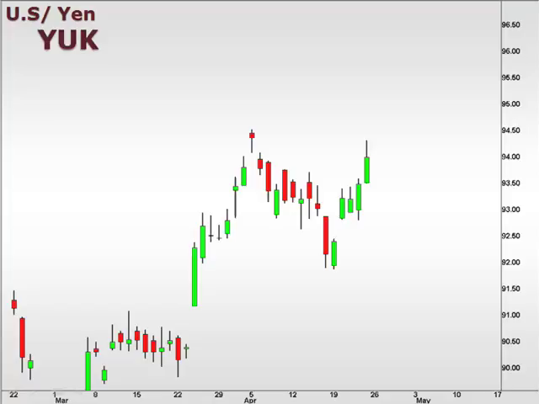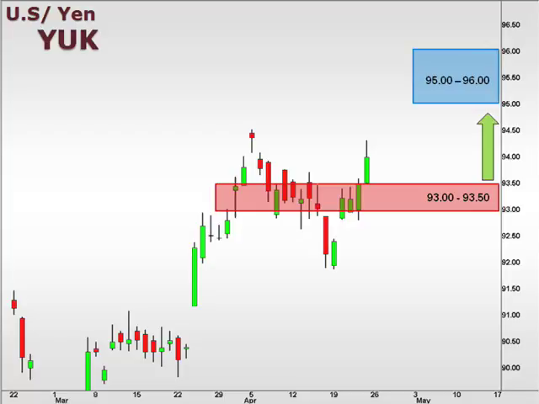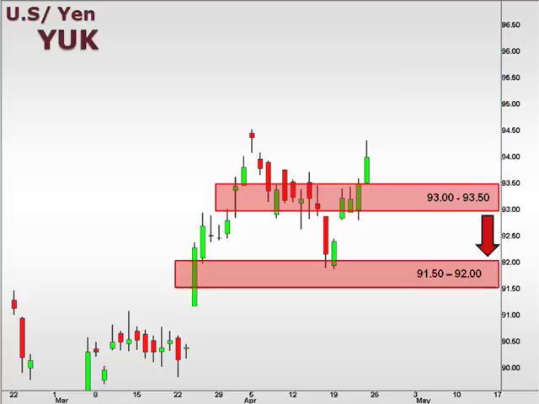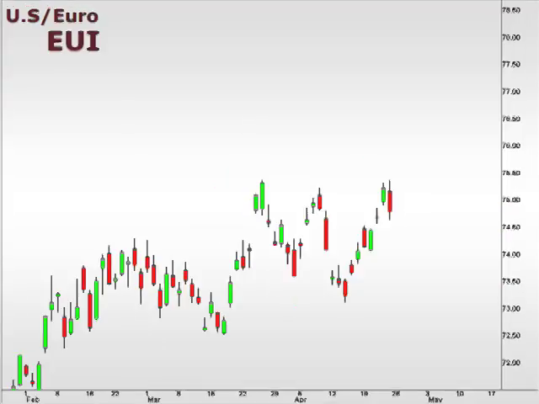Let's take a look at the YUK, the US versus the Japanese yen, and as we can see here, the pair value thrust through our 93, 93.5 focal zone last week, which now becomes an important level of support. Now, this break beyond 93, 93.5 opens the window for an extended move where we'll be targeting the 95-96 box. However, should the pair value break below 93, we are open to the possibility of a retest of support back down at the 91.5, 92 focal zone.